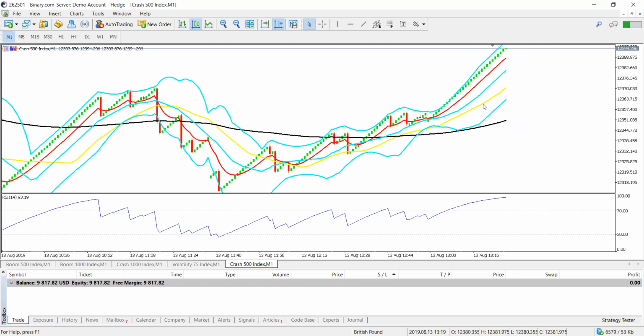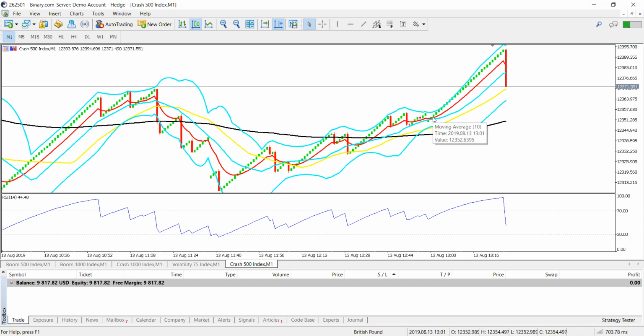But we use SMA 35 for price bouncing. Price will bounce on this when it did not bounce on these two. When it did not bounce on the moving average 10 and did not bounce on the Bollinger Bands, it's definitely going to bounce on the 35. The 35, we use it to also put our buy and sell.